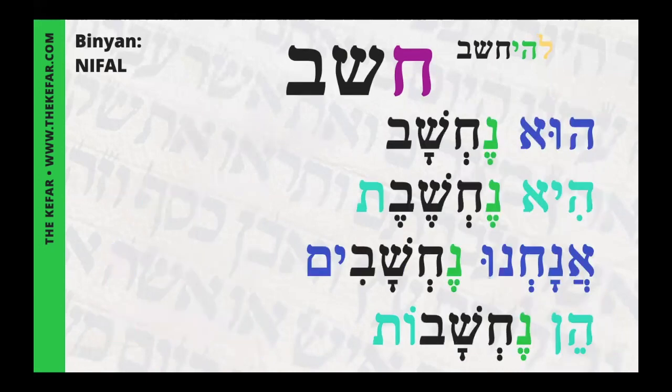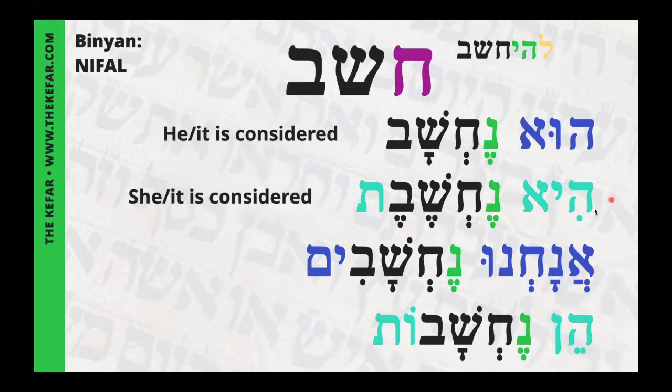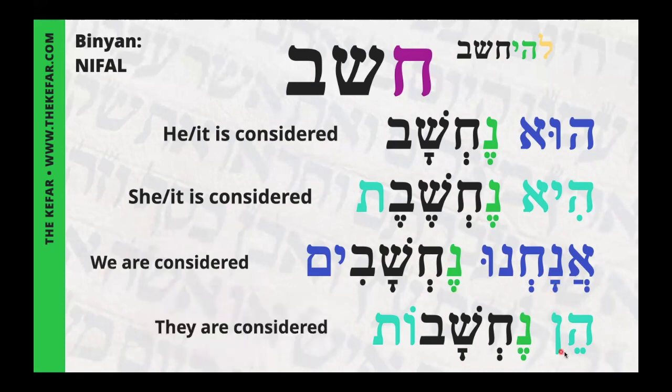Okay, so he is considered, hu nechshav. She's considered, hi nechshevet. We're considered, anachnu nechshavim, and they, feminine, are considered, hen nechshavot.